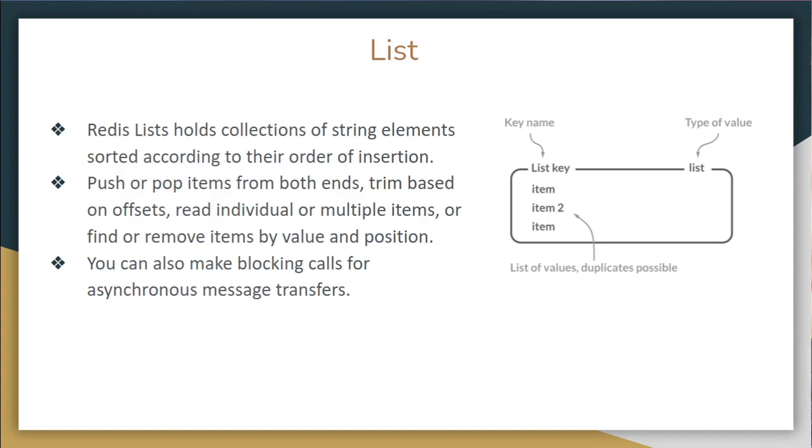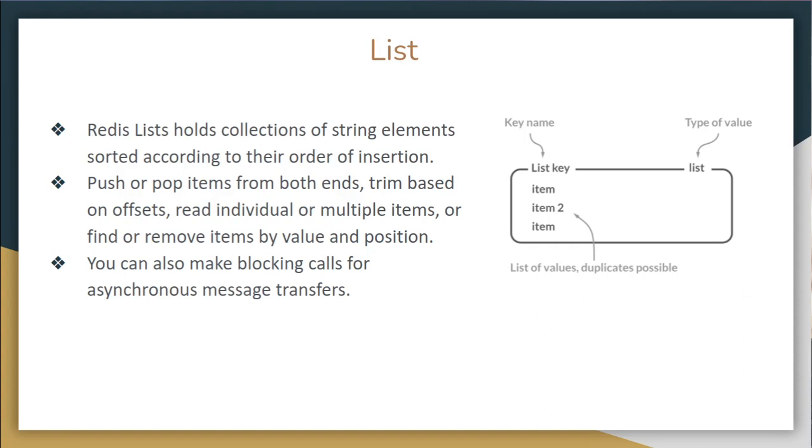And then we can find and remove the items by value and positions. Position is nothing but index, as we say in programming languages. You can also make blocking calls for asynchronous message transfers, which is nothing but publisher subscriber patterns. I will explain this publisher subscriber, it is nothing but message brokers. If you have heard about message brokers like Kafka, Redis also supports amazing features now in their actual platform. You can use this publisher subscriber pattern for many kinds of operations. I will give you the detailed views later.